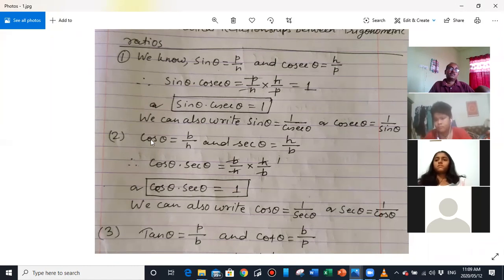Similarly, cos theta equals b by h and sec theta equals h by b. Again multiply: b by h into h by b equals 1. That is, cos theta into sec theta is equal to 1. So we can also write these formulas as cos theta equals 1 by sec theta, or sec theta equals 1 by cos theta. Understood? What we are doing today is linked to what we learned yesterday and before that.